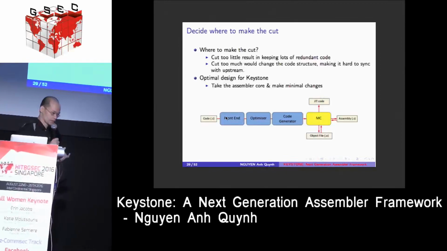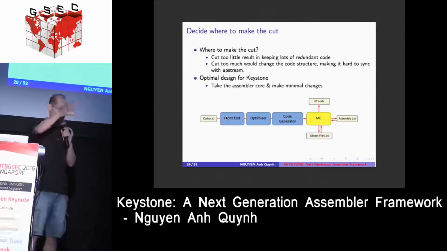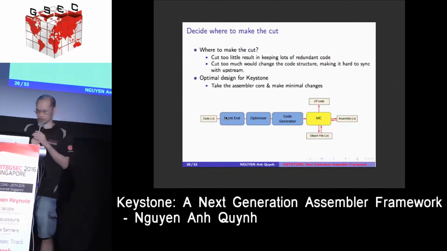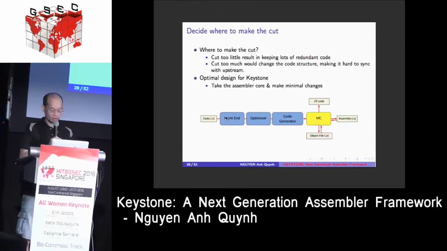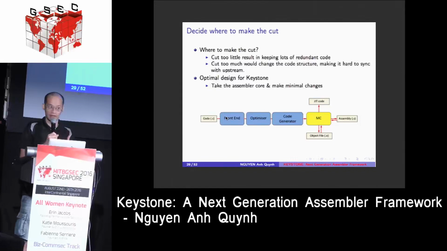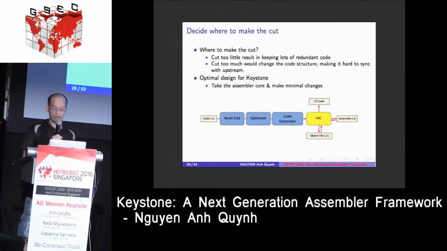The good question is that you need to make a cut at MC to only take what I need out, but remove everything else. So the question is where to make the cut. If you cut too little, you end up having a lot of redundant code that you do not really need, so the framework will become bloated, right? But if you cut too much, you end up changing the code structure, which makes it very hard to maintain in the future. So this step took a lot of time to decide where to make the cut, and I think I came out with the optimal design for Keystone. I make the cut just enough.